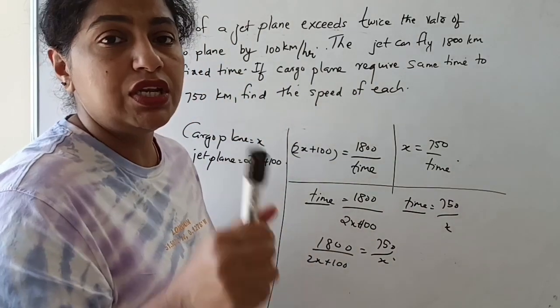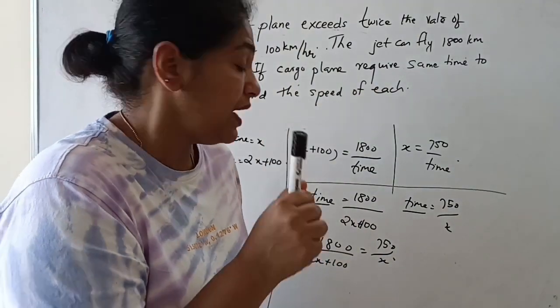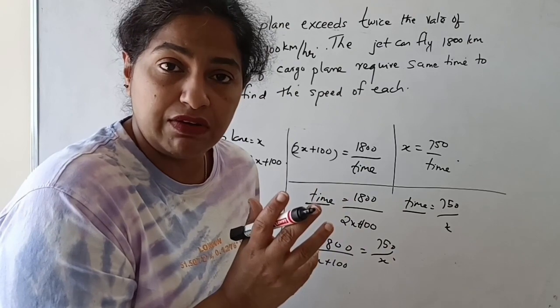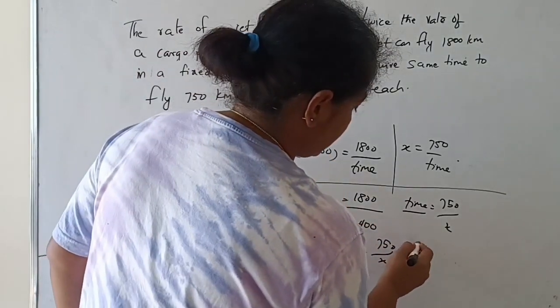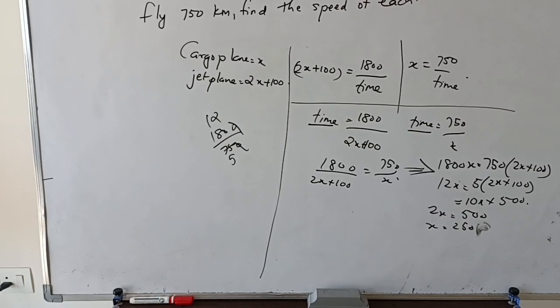You have a linear equation in a single unknown variable and you have got fractions on both sides of the equal to sign, with single terms. So you should cross multiply. Okay. So what do you get? Here I have completed the sum and you get the value of x as 250. So the cargo plane speed is x, which is 250 km per hour.